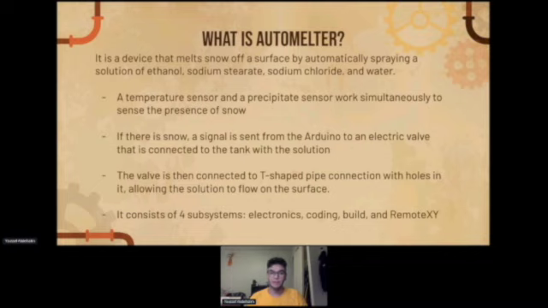And if there's snow, the signal is sent to the Arduino. An Arduino is basically a small chip that functions as a small computer. And that Arduino opens the electric valve that's on the tank, and that lets the solution flow outside of the tank. And the valve is connected to a T-shaped pipe that has holes on it, as I mentioned before, and this lets the solution flow onto the driveway or onto the streets.